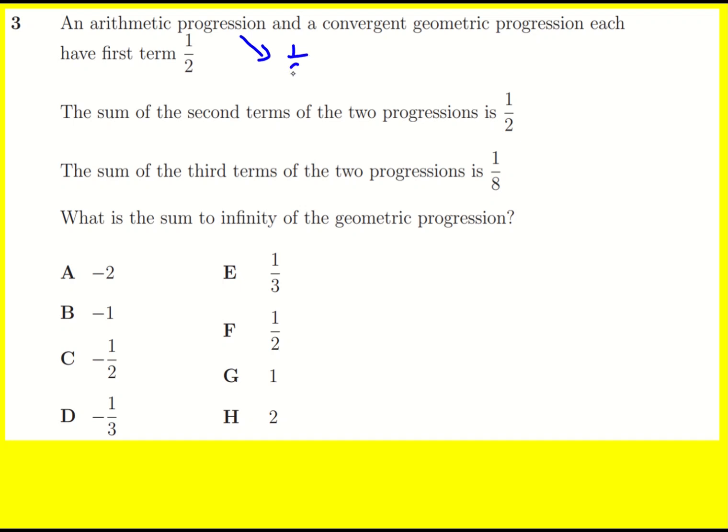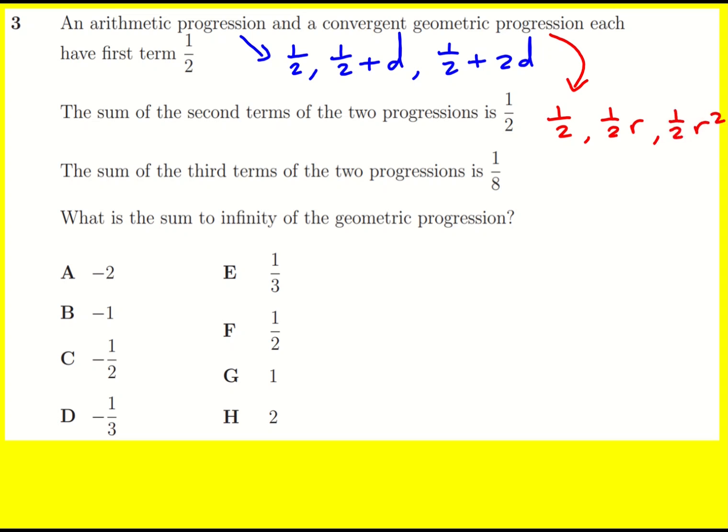So first term is a half, second term would be a half plus a common difference, we don't know what that is, and the third term would be a half plus 2 times the common difference. And then the geometric, first term is a half, then it will be a half r, where r is our common ratio, and then a half r squared. We can use this information now.